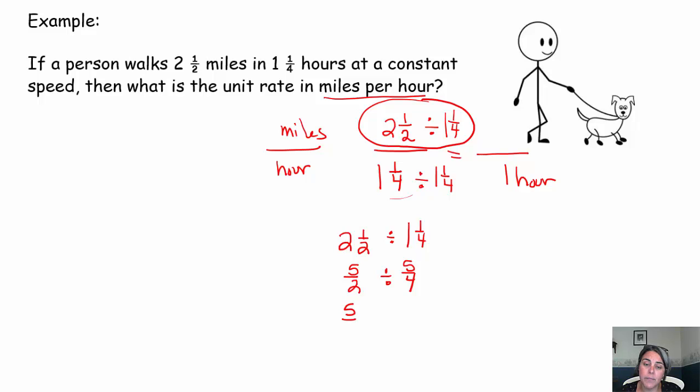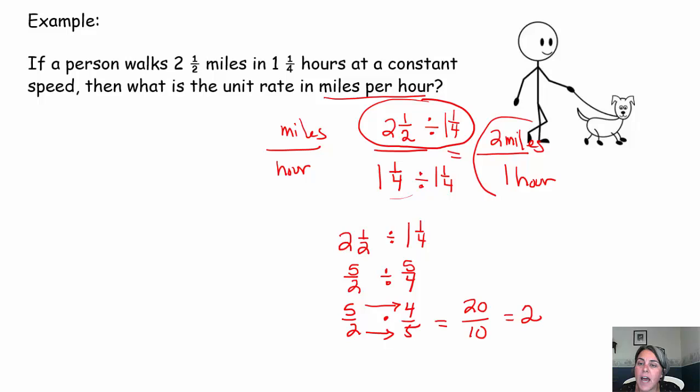Then we're going to skip, flip, and multiply, or drop, change, flip. Straight across the top, straight across the bottom. 5 times 4 is 20. 2 times 5 is 10. 20 divided by 10 is 2. So you're actually going to be able to walk 2 miles per 1 hour. So your walking rate is 2 miles per hour. That means that 2 1 1/4s will fit into 2 1/2.